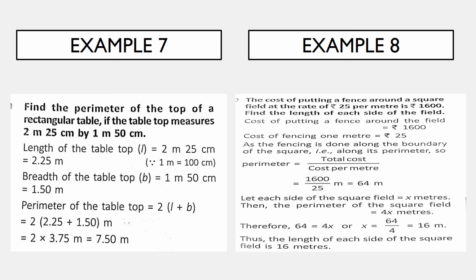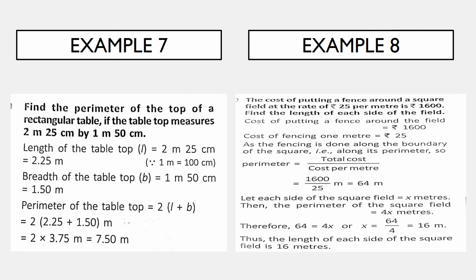Total cost upon the cost per meter. Now the total cost is given as 1600 divided by 25. So on dividing, you get the answer as 64 meter. Now let each side of the field, if you take as x meter, it is the square field, so the formula will be perimeter is equal to 4 into x. If you take each side x, now you know the value of perimeter is 64.